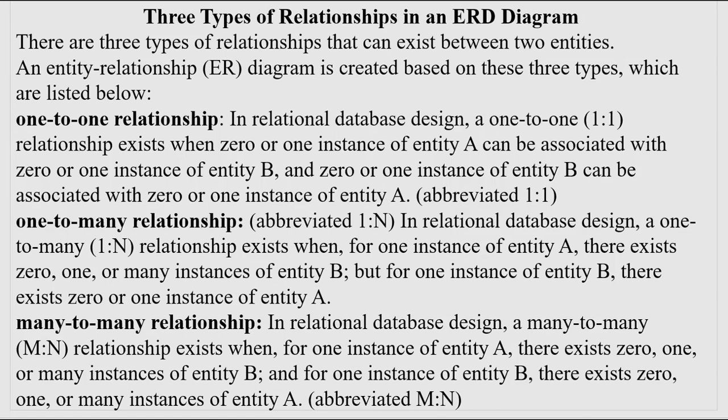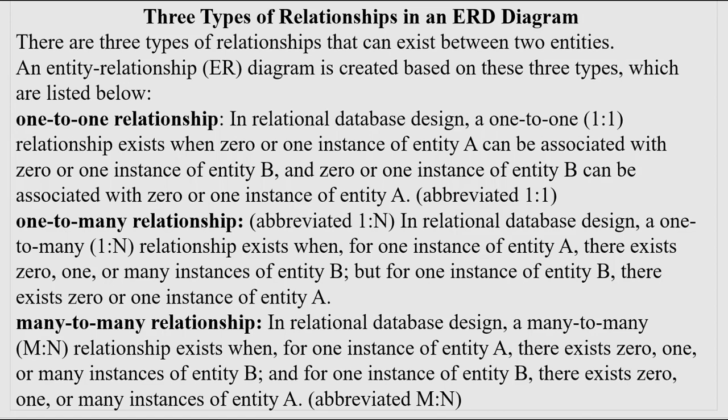One-to-many relationship. In relational database design, a one-to-many relationship exists when for one instance of entity A there exist 0, 1 or many instances of entity B, but for one instance of entity B there exists 0 or 1 instance of entity A. Many-to-many relationship.